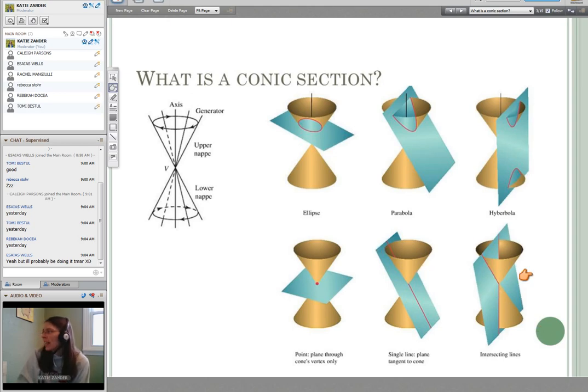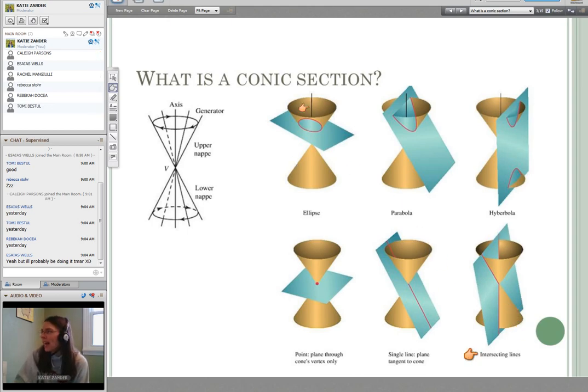We can also find intersecting lines if we just tilt the plane up a little bit and slice through the cones on a little bit more of a diagonal, a little bit steeper if we adjust the plane. If that's the case, then your cross section is just intersecting lines. We've worked with intersecting lines in geometry and algebra. We are not going to spend our time looking at intersecting lines in this unit.